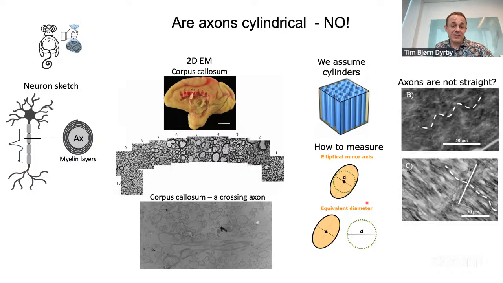But what we also see is that axons are not straight. They can do this kind of undulation, they can be locally crossing, and they can have different shapes. So all this 3D morphology influences what we actually believe to be the true diameter. So how could we get insight into these axon diameters?